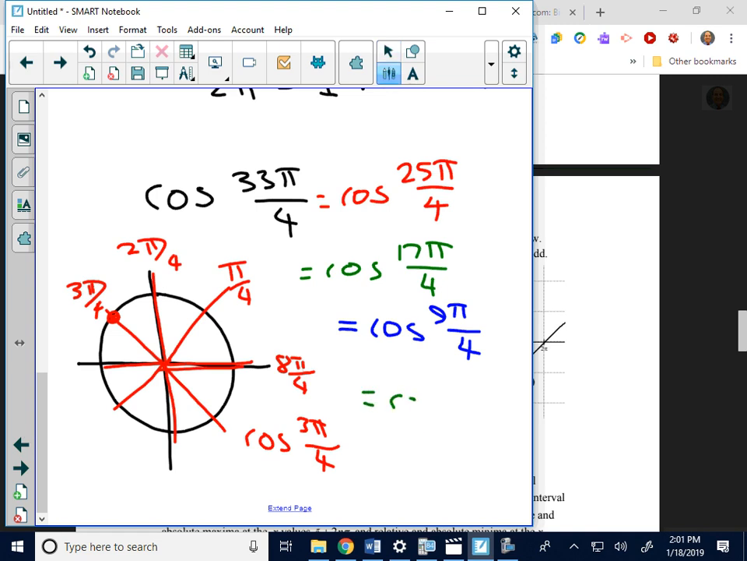Do we know what the cosine of 1 pi over 4 is? You put it on your quiz. Answer? Square root of 2 over 2. Because it was asking for the cosine, right?